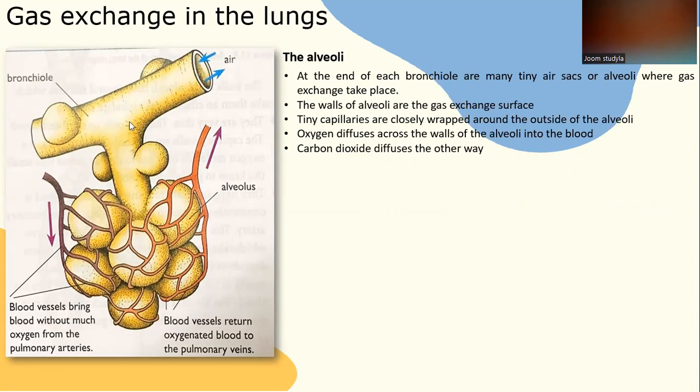If you can see, the airflow comes inside here. These are the blood vessels that bring blood without much oxygen from the pulmonary arteries. And you can see on the right, the red vessels return oxygenated blood to the pulmonary veins.